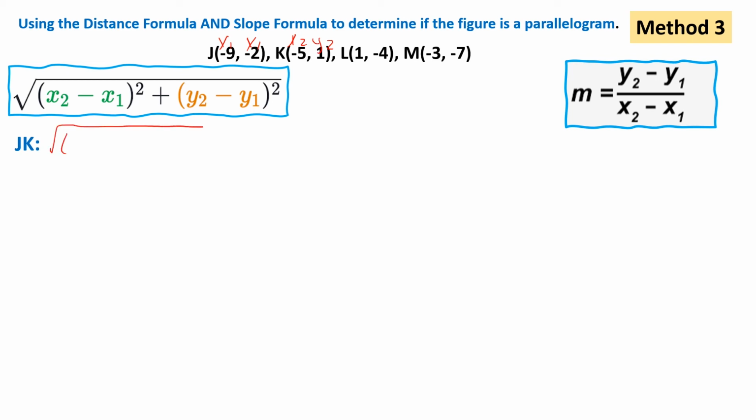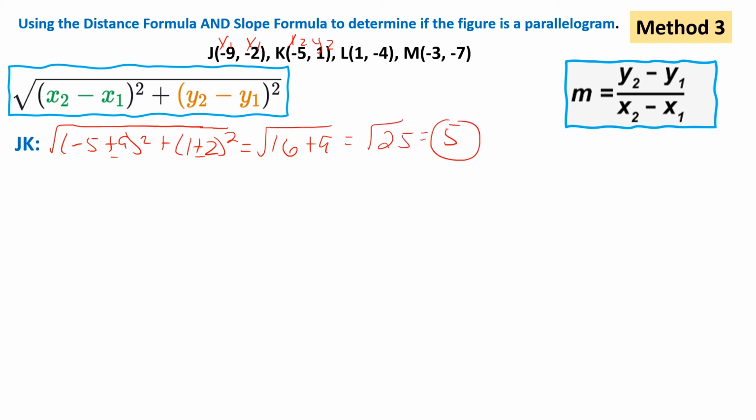I get negative 5 plus 9 squared. Again, that double negative makes it a plus. And then plus 1 plus 2. Again, double negative. That minus a negative gives me a plus here. Alright, negative 5 plus 9 is 4. 4 squared is 16. 1 plus 2 is 3. 3 squared is 9. I get the square root of 25. And I get 5 for the length here.